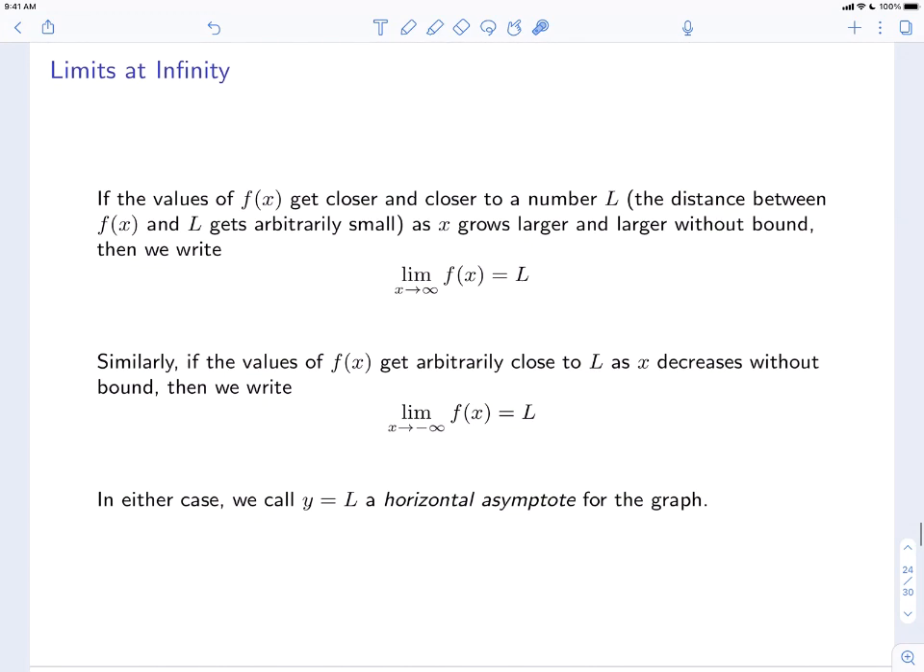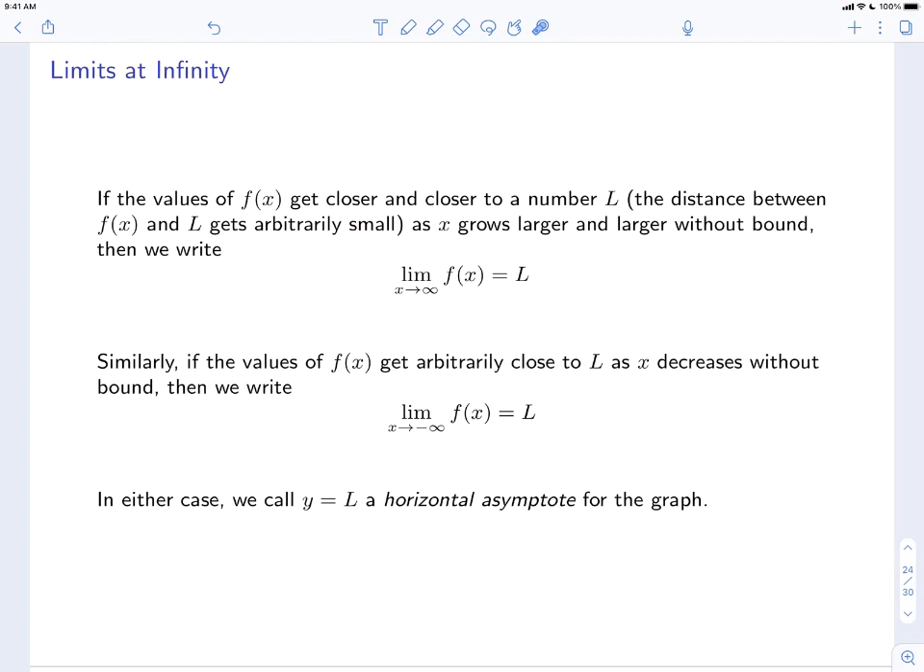We can also talk about limits at infinity, that is, as x grows without bound, or as x decreases without bound. So if the values of f at x get closer and closer to some number L, that is to say the distance between f at x and L gets arbitrarily small, as x grows larger and larger without bound, then we write that the limit as x approaches infinity of f at x equals L.